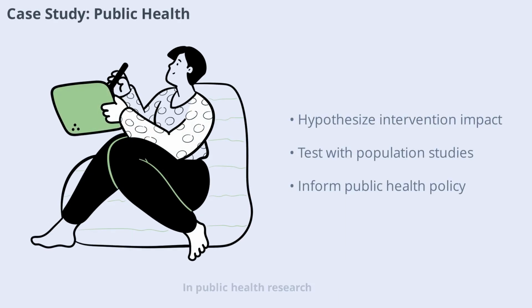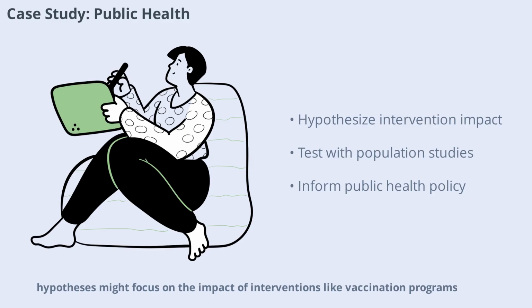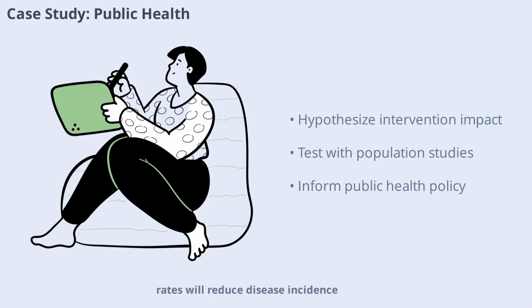In public health research, hypotheses might focus on the impact of interventions like vaccination programs. Researchers hypothesize that increasing vaccination rates will reduce disease incidence. By testing this hypothesis through population studies, they provide evidence for effective public health policies.